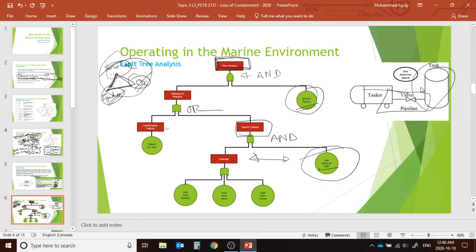Now leakage: there could be a couple of potential sources. For instance, leakage from the pipeline, leakage from the valve, or leakage from the tanker. These are again base events. So how many base events do we have? Failure of the tank, leakage from the pipeline, leakage from the valves, leakage from the tanker, gas detector fails, and ignition source. That means 1, 2, 3, 4, 5, 6, a total of 6 base events. So the 6 total root causes we need for the fire incident.